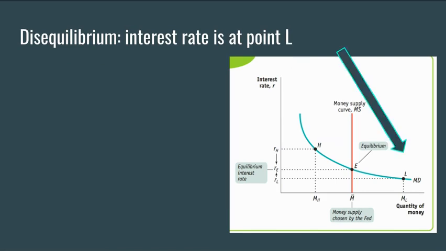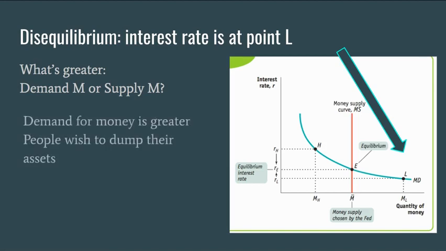So let's say interest rates are currently at point L. So interest rates are very low right now. So if you have a savings account at a bank, you're not earning a whole lot of interest. So tell me what's greater, the demand for money or the supply of money? So if you look at the graph, you'll see that demand for what we call walking around money is greater. And people don't want their financial assets. Interest rates right now are very low. People are not earning a lot of interest on the savings that they've lent out in these financial assets. So they want to get rid of them.